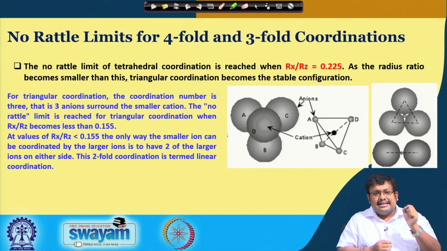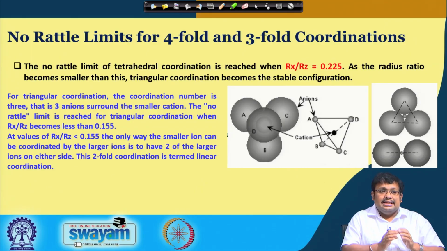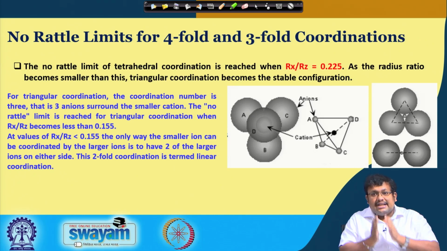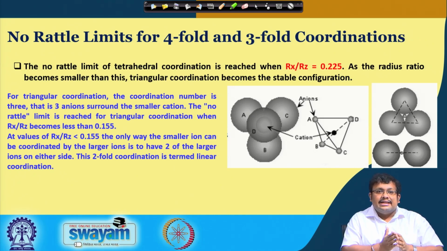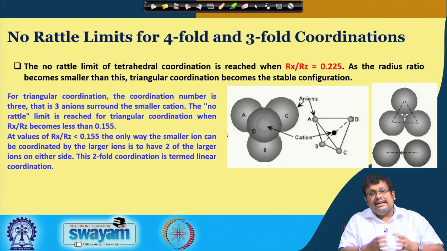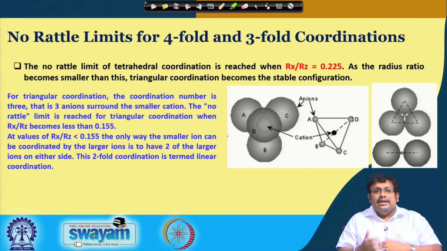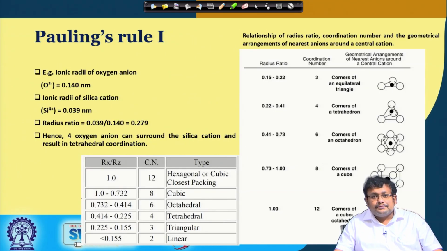cations. As we reduce the size of the cations, we want to make sure that the cations are barely touching the surrounding anions, and that is why we have calculated this no rattling limit. And if the radius ratio goes below the no rattling limit, then it will rattle and convert to a new coordination number.